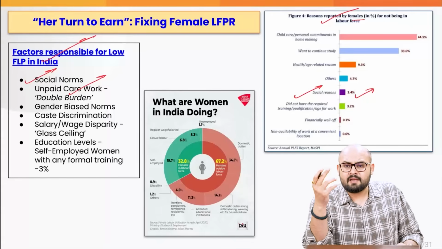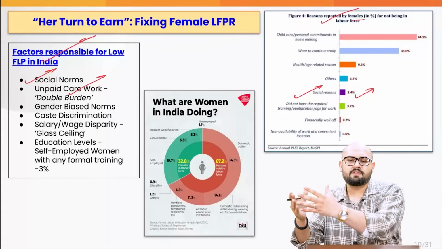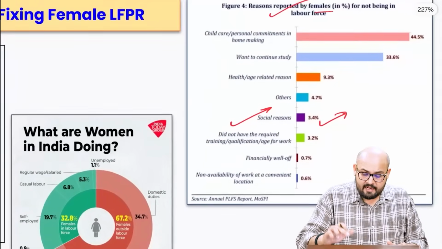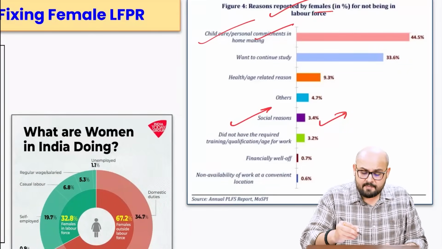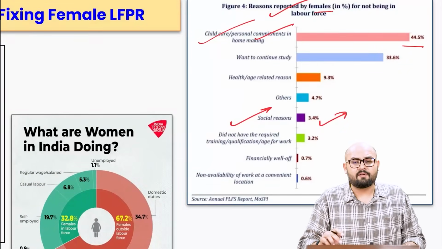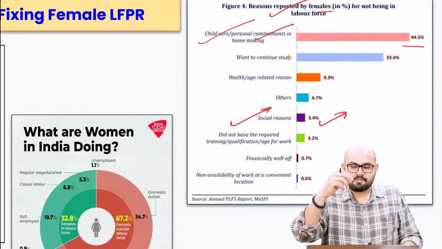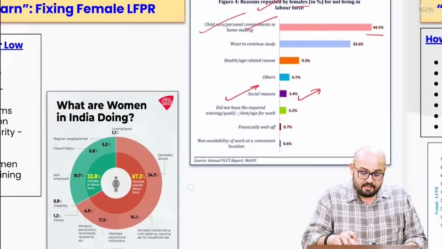Why? Primarily because of the affection they have towards their family, right? Caring of the children. So if you look at this particular infographic, childcare and personal commitment in homemaking account for almost 44.5%. Again, this data is really important, right? So as to cite in the examination, in the mains answer.